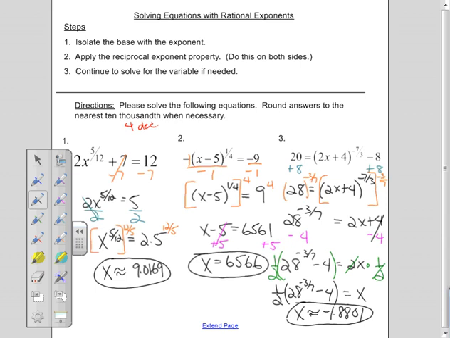So again, you can use your calculator to check and be mindful of your rounding and how that impacts your work as you do so.